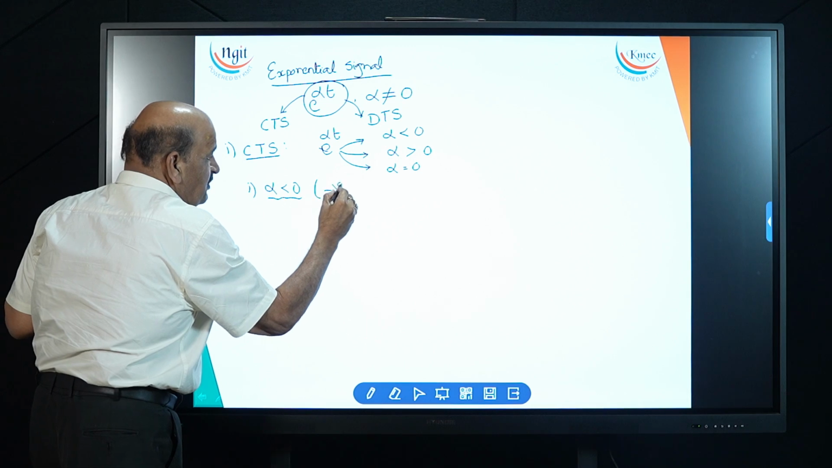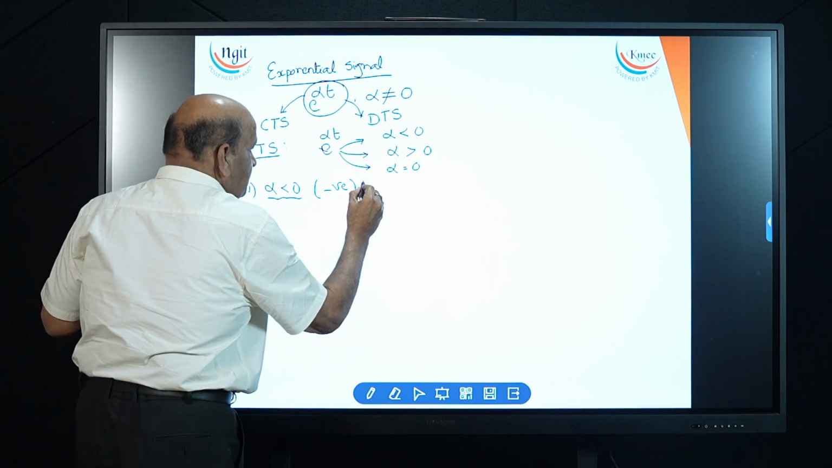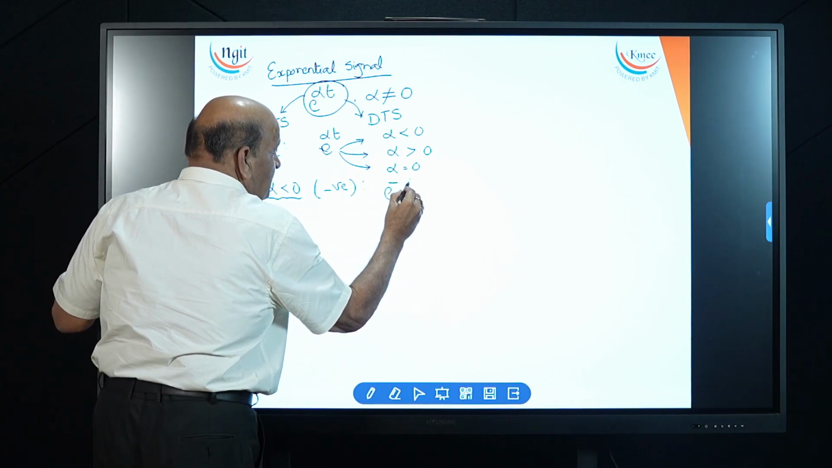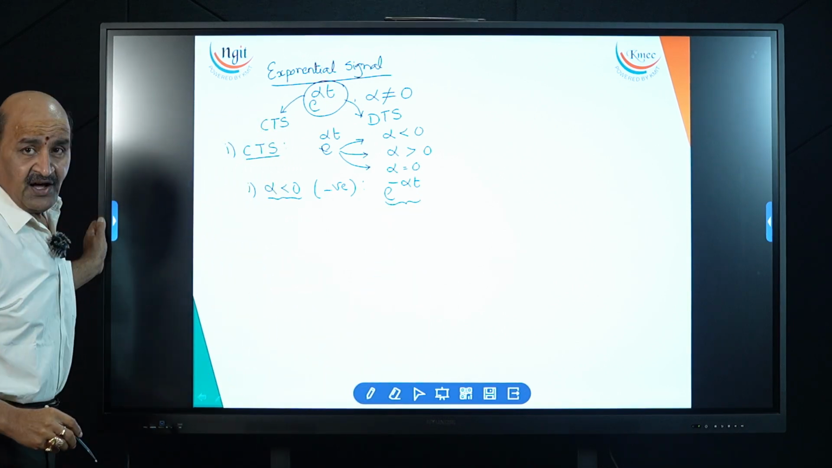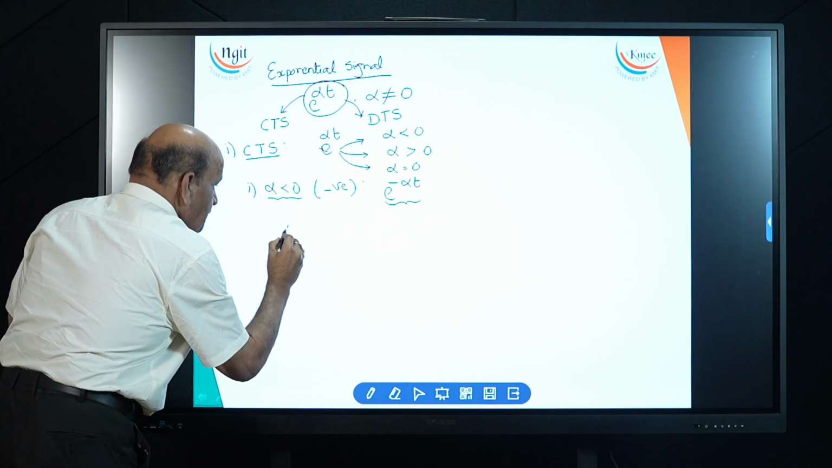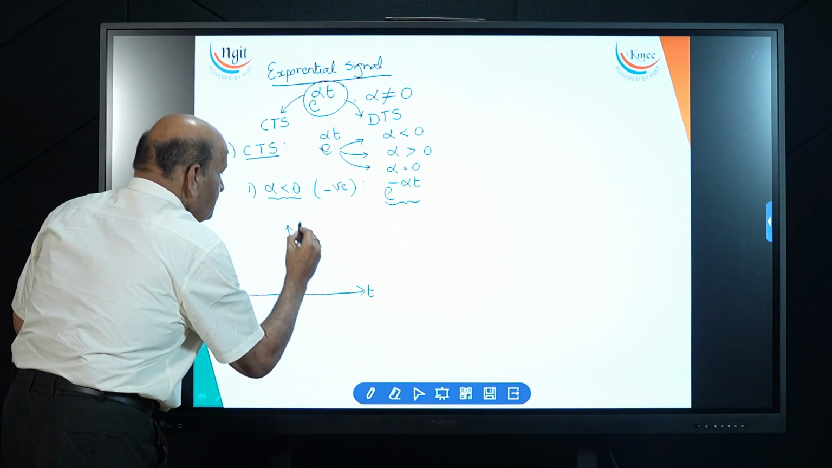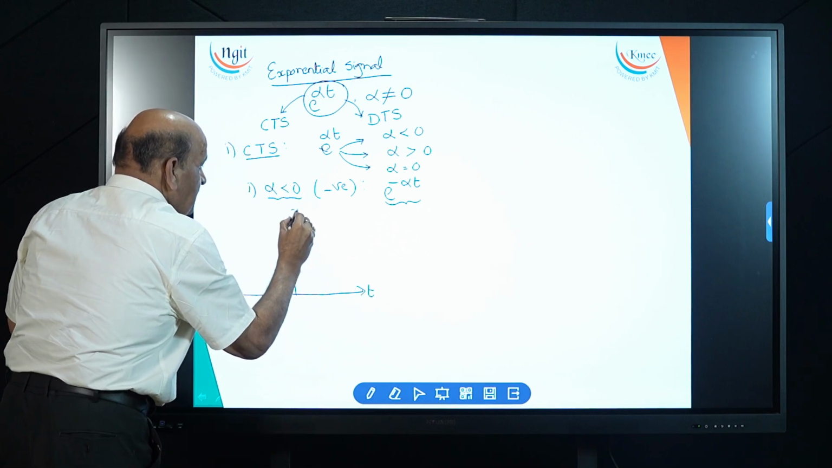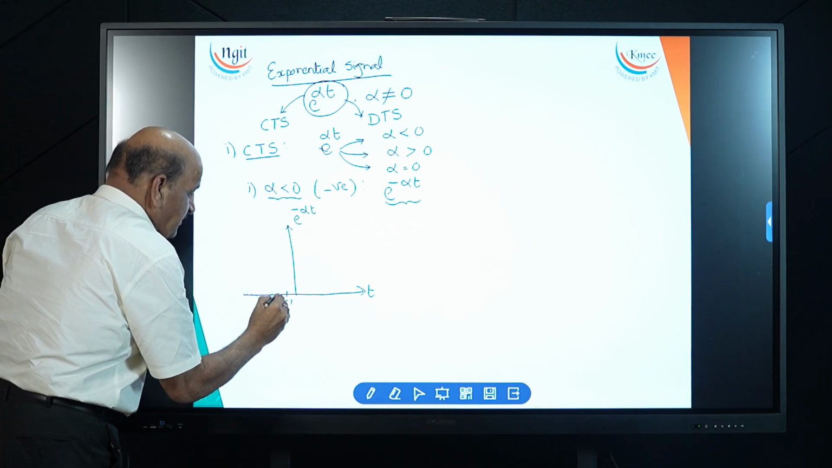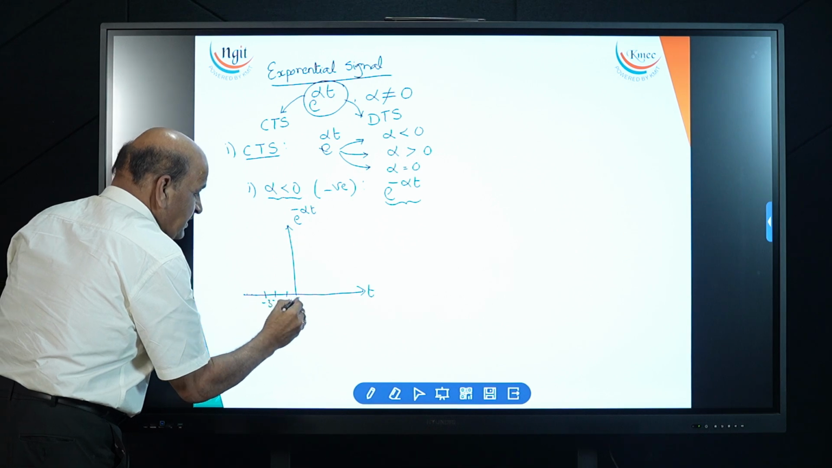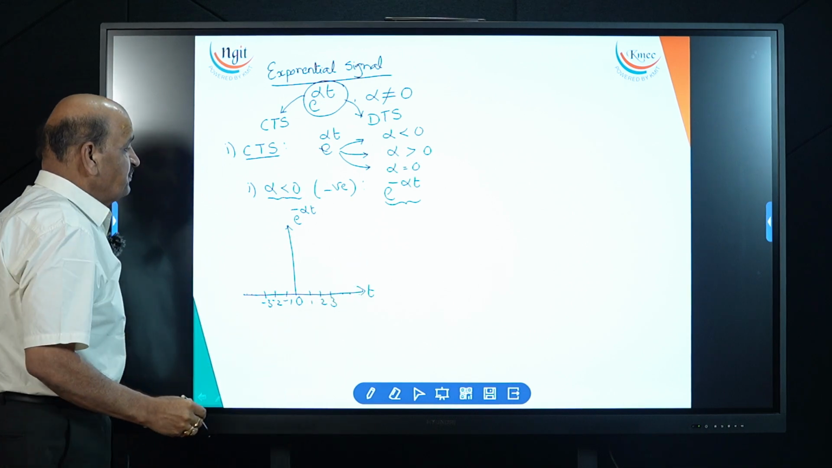Whenever alpha is less than 0 means what? The number is a negative number. In this case, the signal will become e power minus alpha t. Now in this case, the sketch of this graph will be like this. T, this is e power minus alpha t. For all the values, minus 1, minus 2, minus 3, this is 0, 1, 2, 3, like this, continuous.